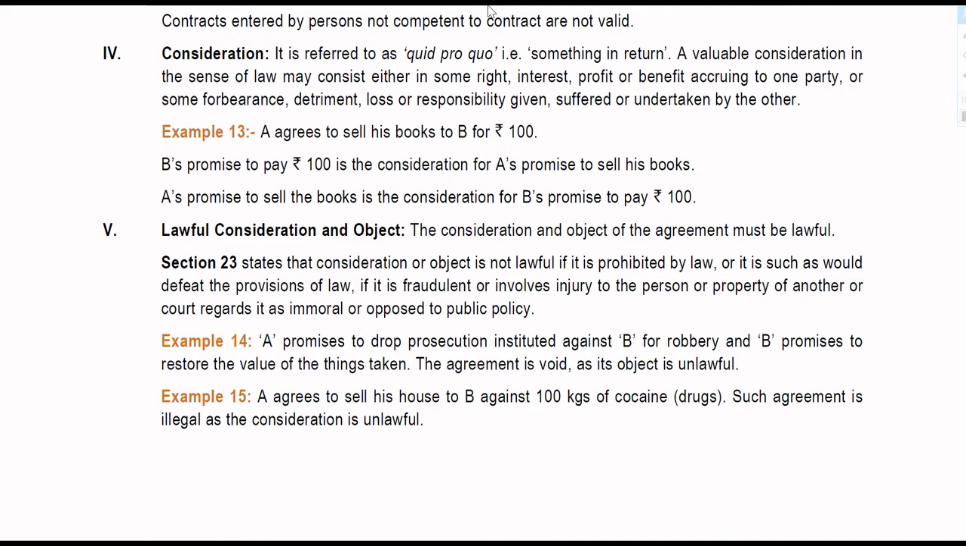See, A promised to drop prosecution instituted by B for robbery. There is a robbery between A and B, and B promises to restore the value of things taken. The agreement is void and since the object is unlawful, since there is robbery, thus it is unlawful. A agrees to sell his house to B against 100 kg of cocaine. Such agreement is illegal as the consideration is unlawful.